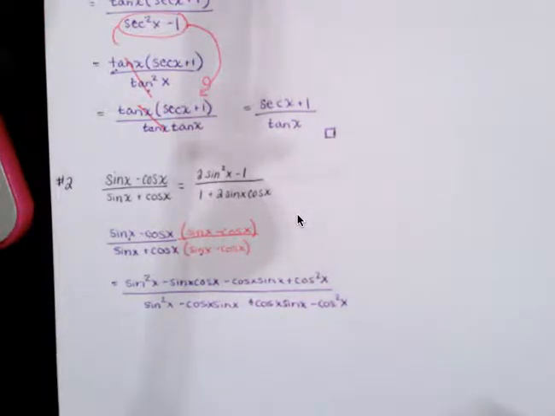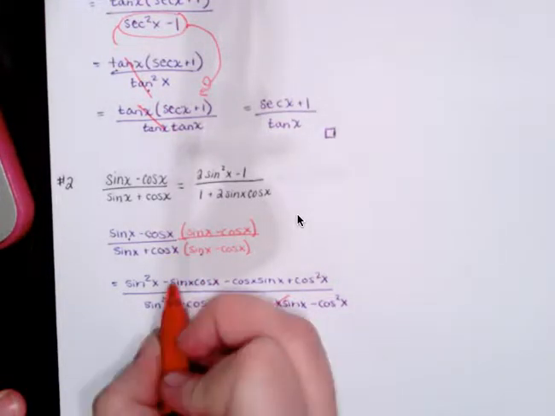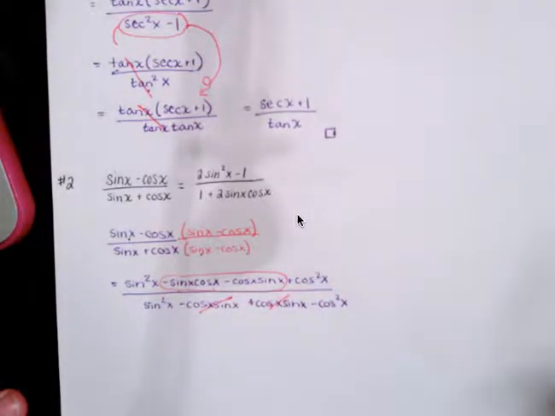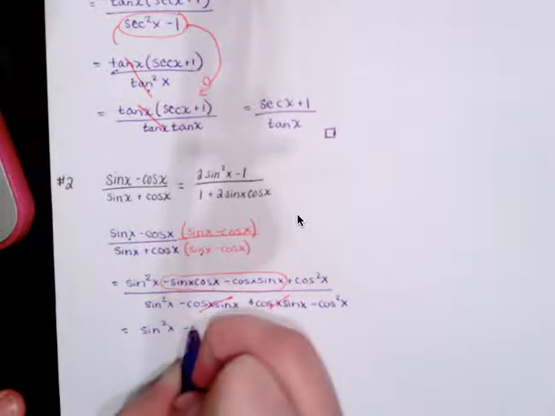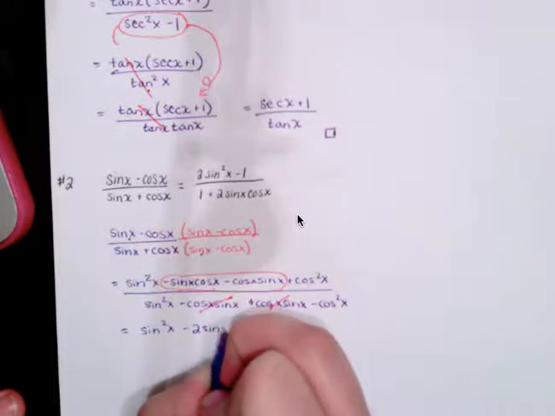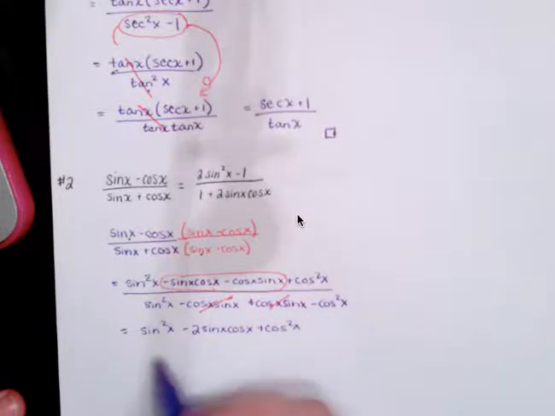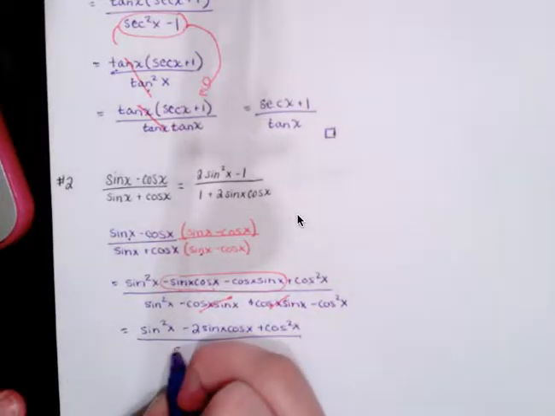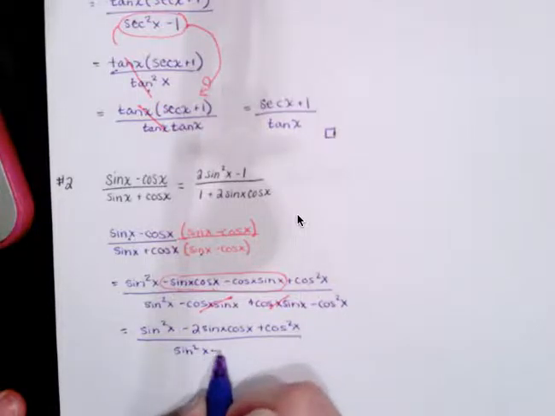Alright. Then, again, I don't know if this is going to work. I'm going to try it. So I'm going to get these. They will cross out. These can be combined because they both have a sine and cosine, so they are like terms. So then I get sine squared x minus 2 sine x cosine x, because they had two of them, plus cosine squared x, all over sine squared x minus cosine squared x.